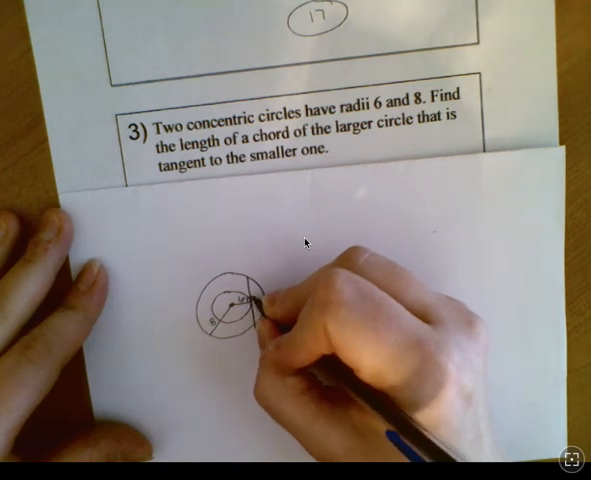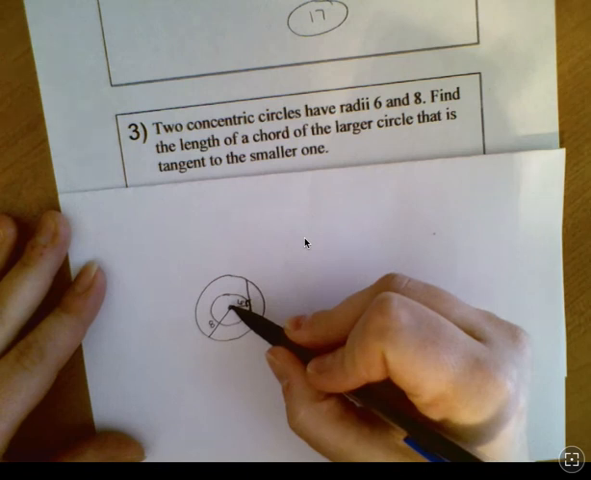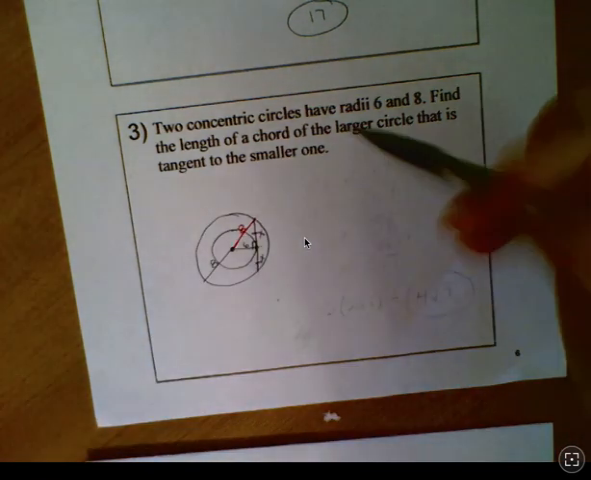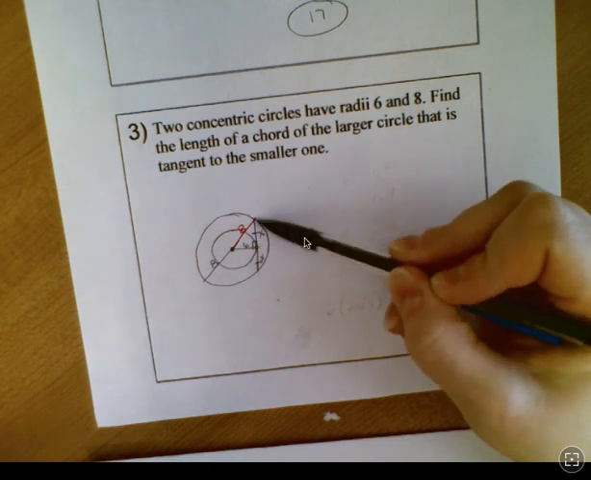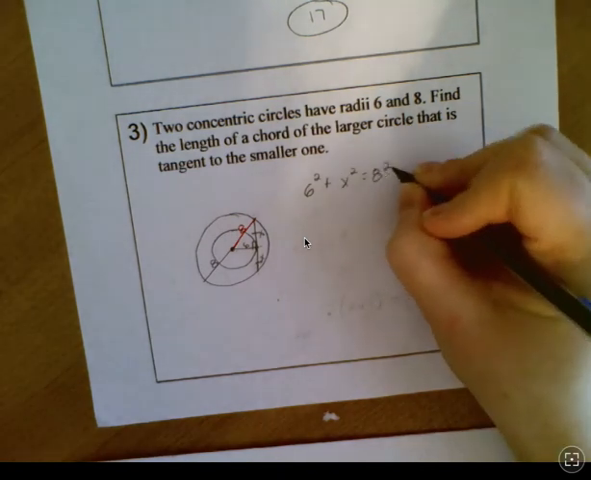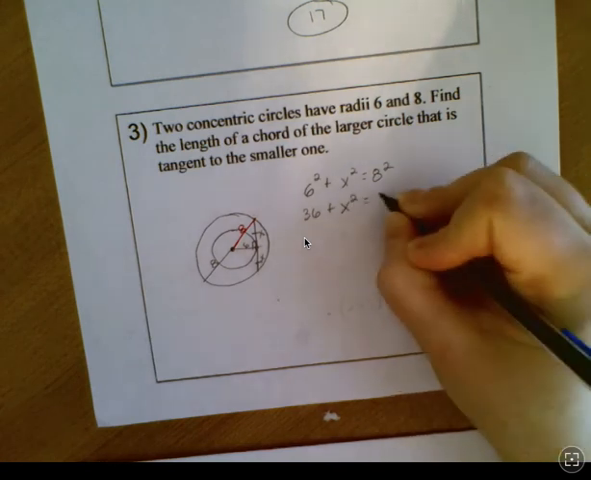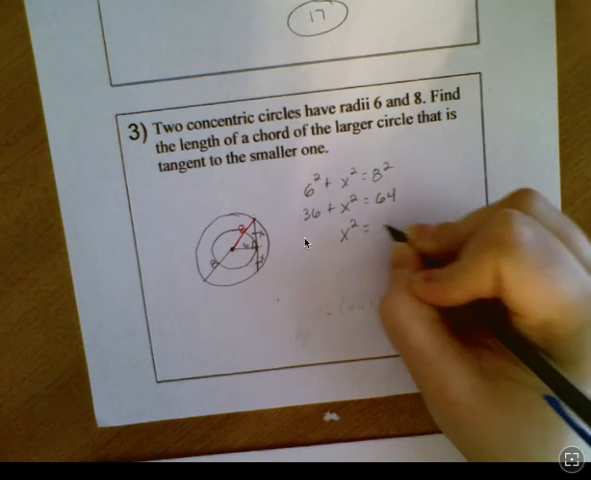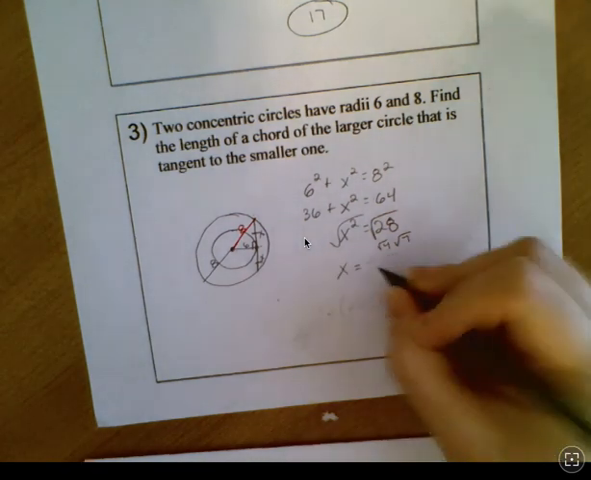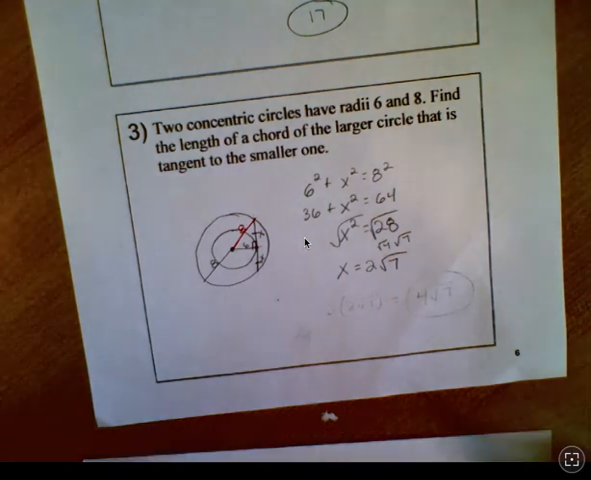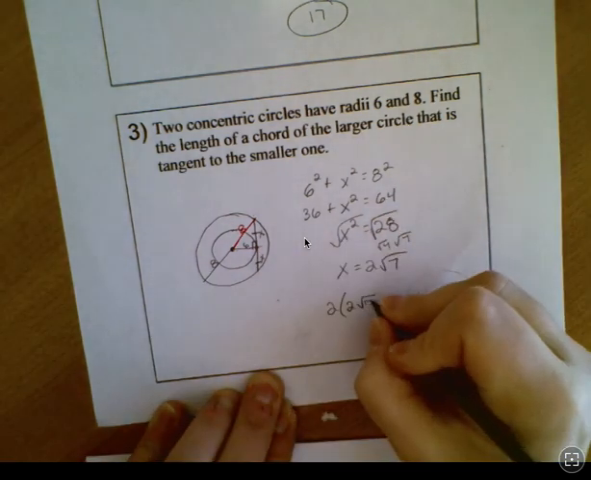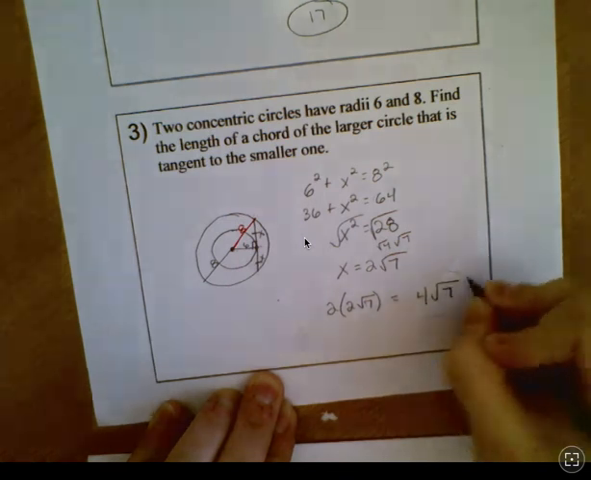So if it is tangent, then that point of tangency is a right angle, which means that this is also the radius. And so I drew it something like this. So I know that this is 8, I know this is 6, and then if I could find this, I can double it. So 6 squared plus x squared equals 8 squared. So 36 plus x squared equals 64. X squared equals 28. Square root, break this down. So that is 2 root 7. But I want to double that because I want the full length of the chord. So 4 root 7.